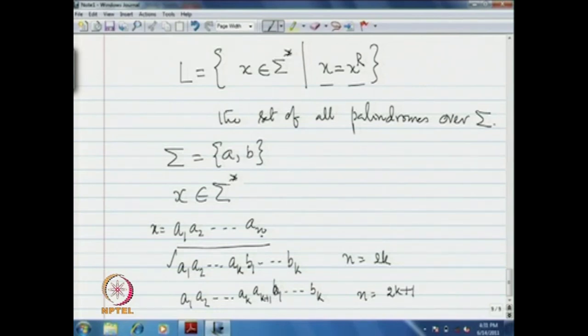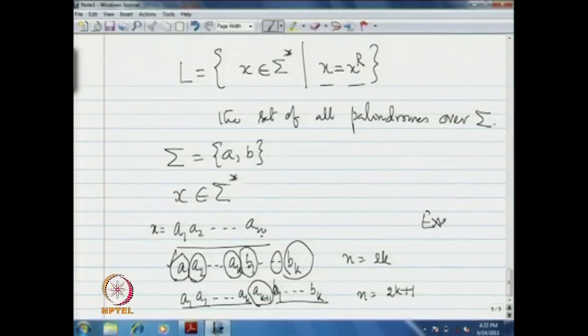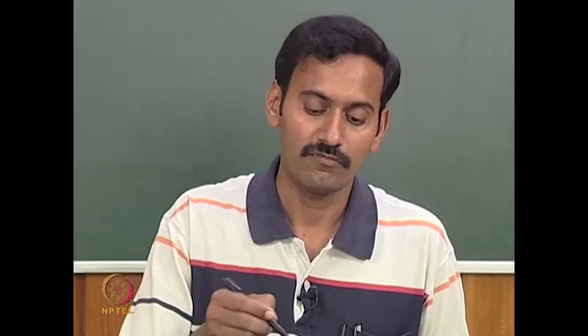Now, look, since it is a palindrome, the symbol a 1 should be equal to this b k, a 2 should be equal to b k minus 1 and so on, this a k should be equal to b 1. In case of odd length, the same situation holds on either side, and a k plus 1 can be anything between a and b. Now, you can think of production rules for the sigma set {a, b} and give a grammar which generates palindromes. Try this as an exercise, and hence you can extend this for any arbitrary alphabet sigma.